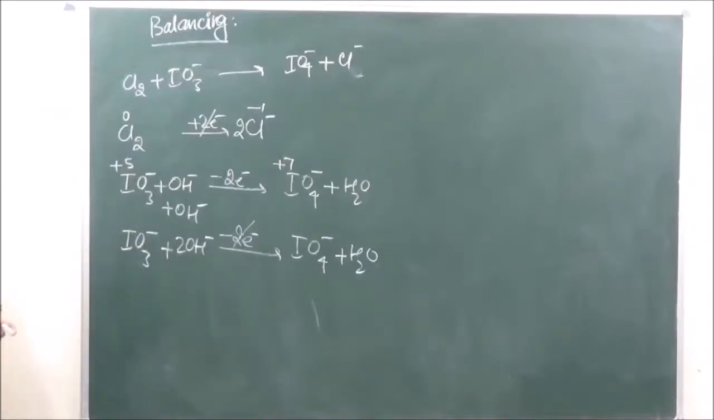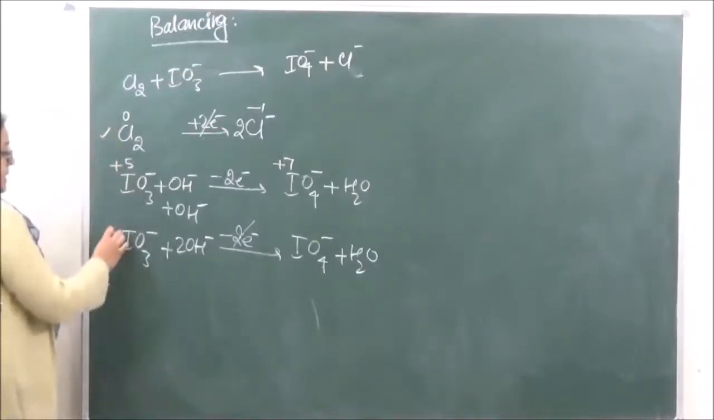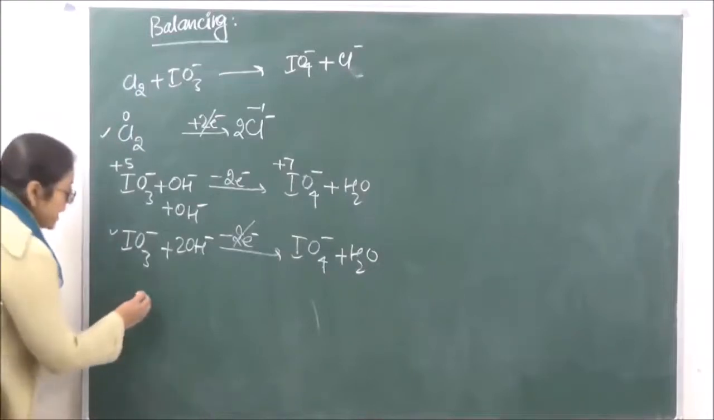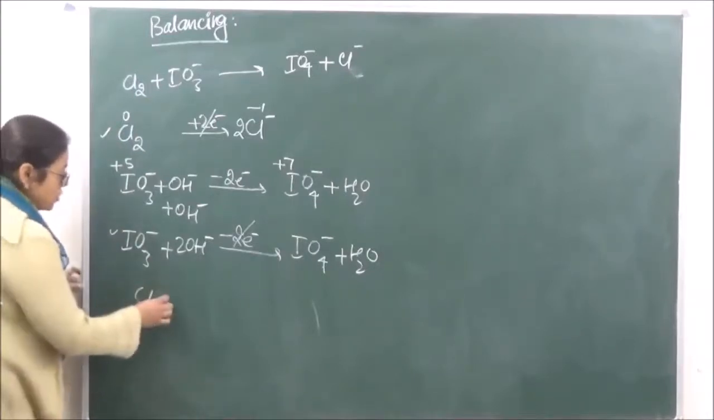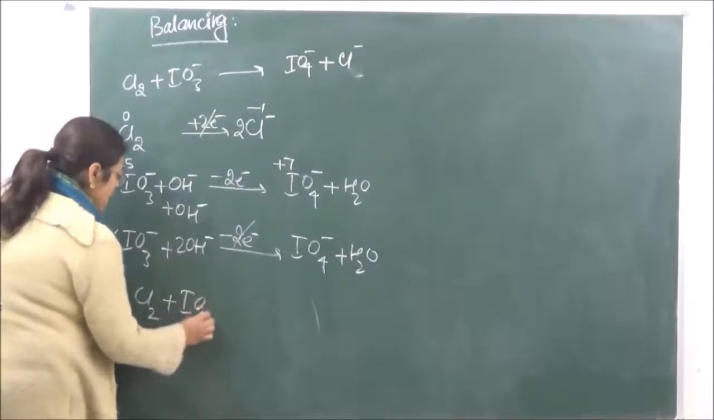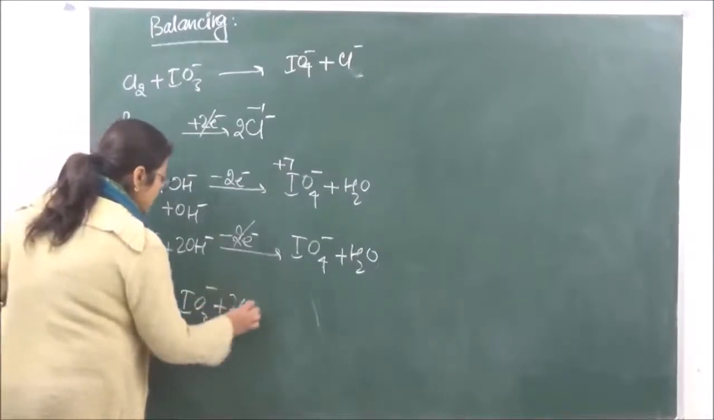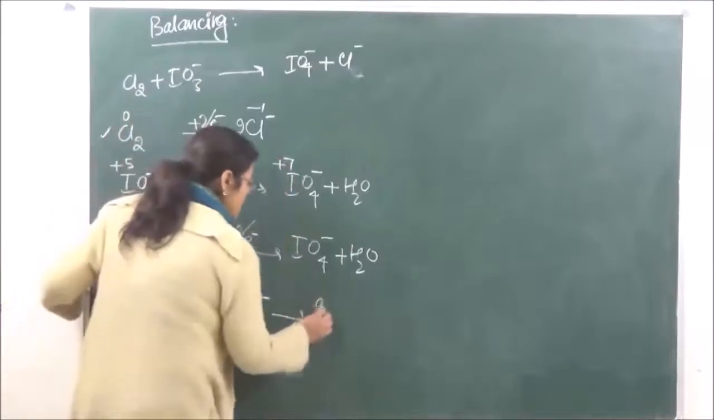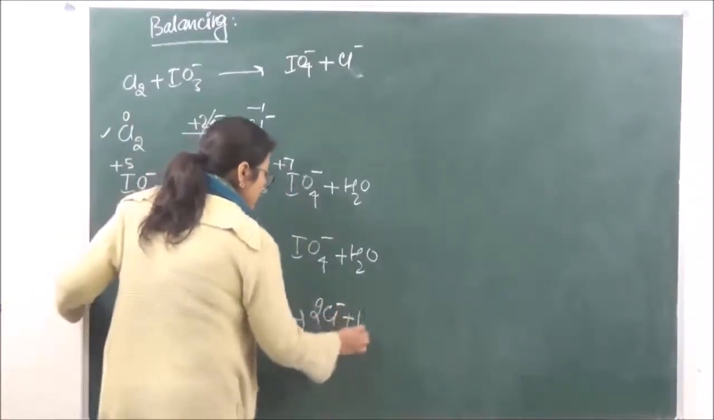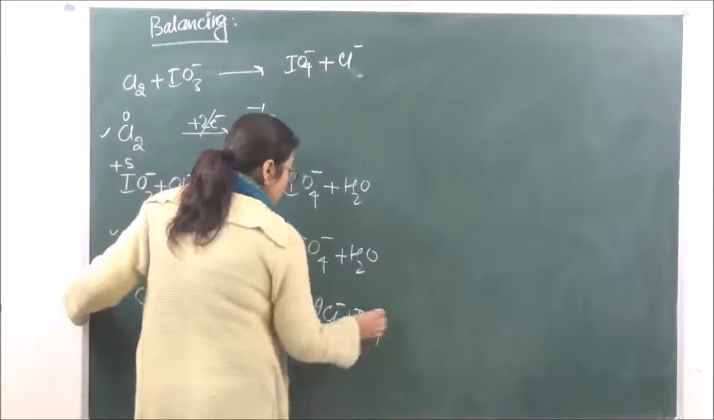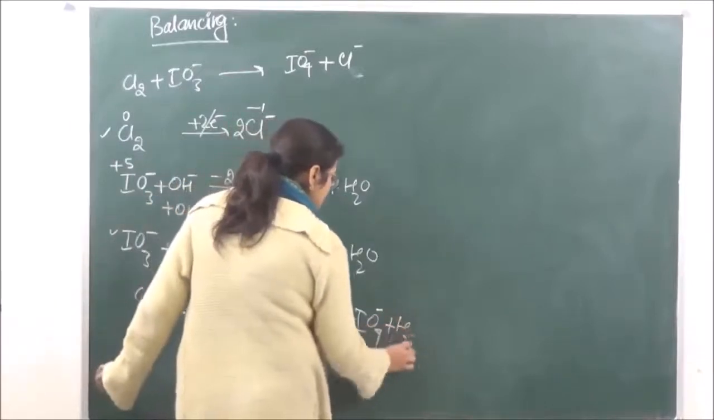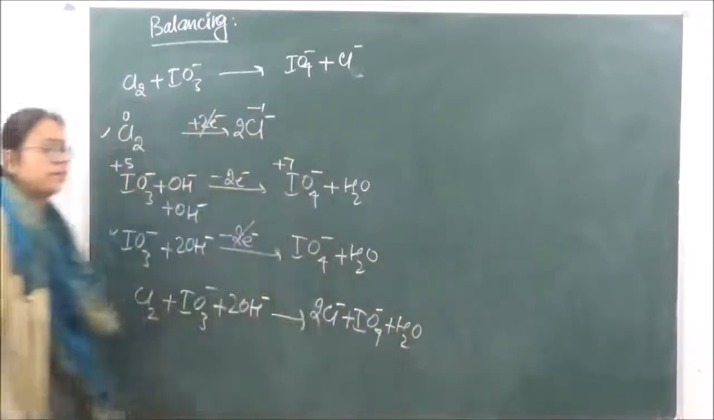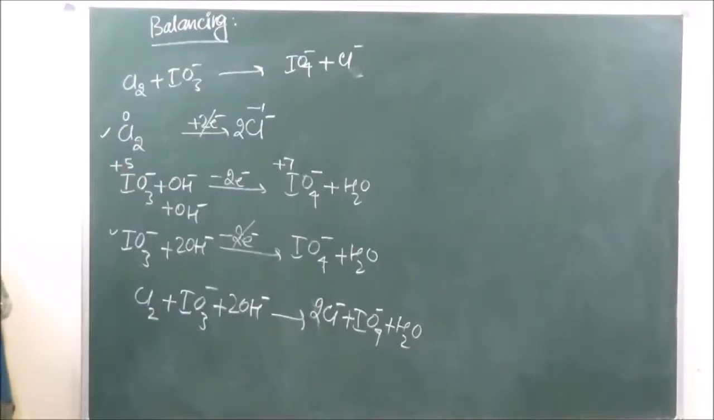When you are writing the overall reaction, we will add this in this equation. So the overall reaction, that is going to be Cl2 plus IO3 negative plus 2OH negative to give us 2Cl negative plus IO4 negative plus H2O. ठीक है?